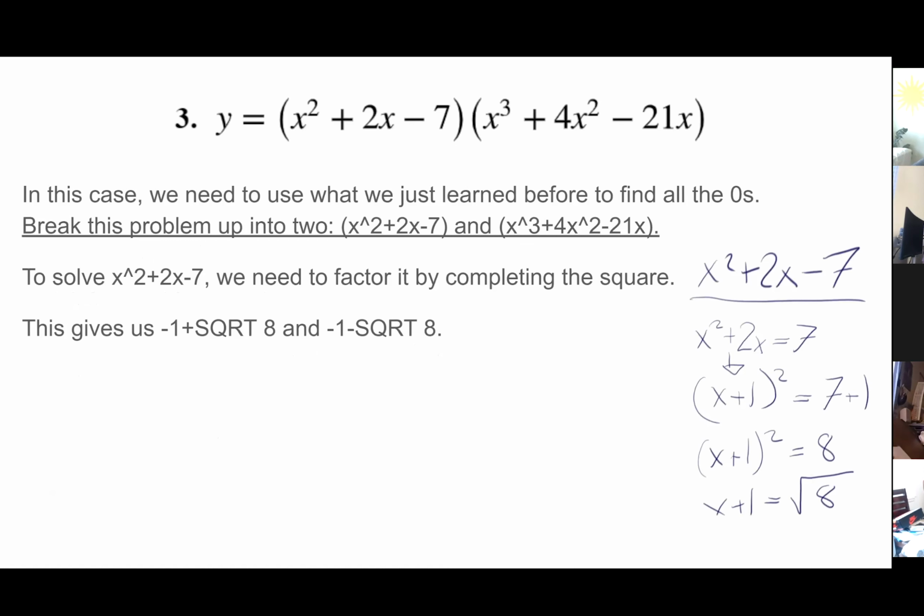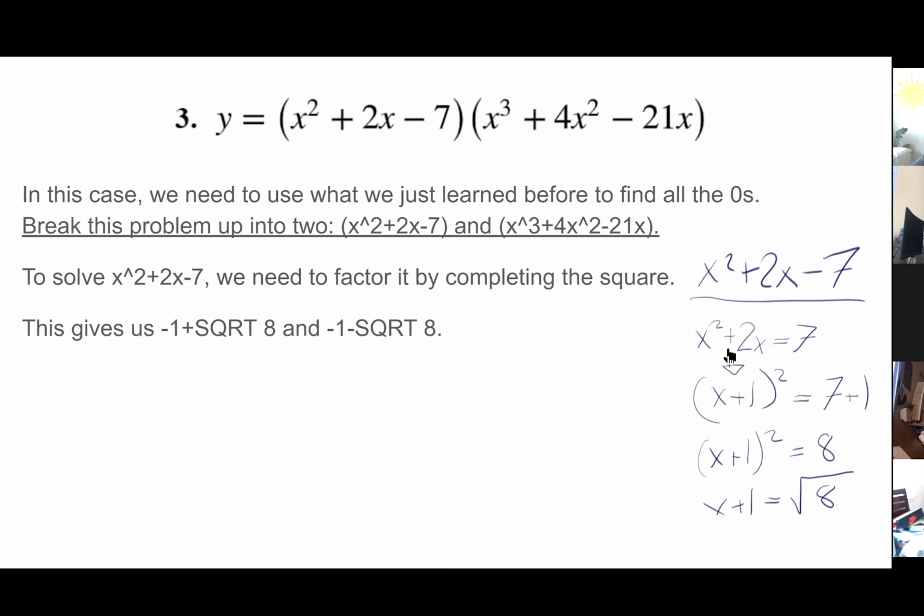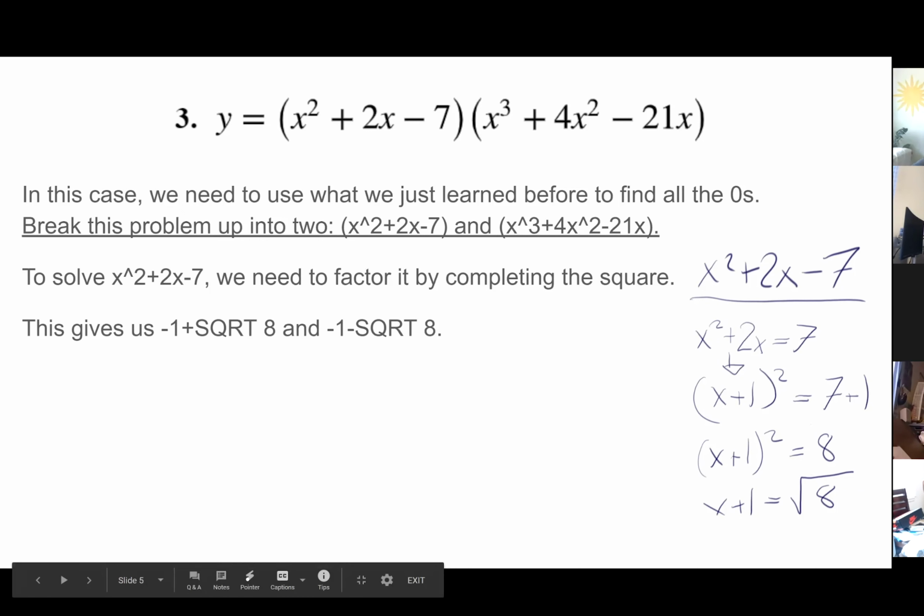So what happens when we get a problem like this? We can split it into 2 parts and work on them separately. So let's break it up using the parentheses. The first problem, x squared plus 2x minus 7, we can solve by completing the square, which is seen on this side. So x squared plus 2x minus 7 can be rewritten as x squared plus 2x equals 7. Now to complete the square, we factor this out and we add a 1 here. That ultimately gives us x plus 1 equals the square root of 8.